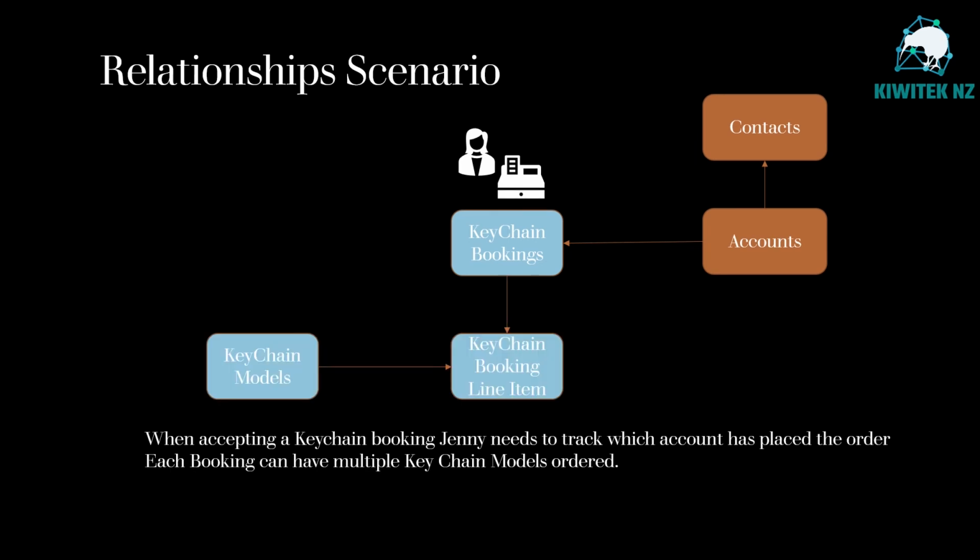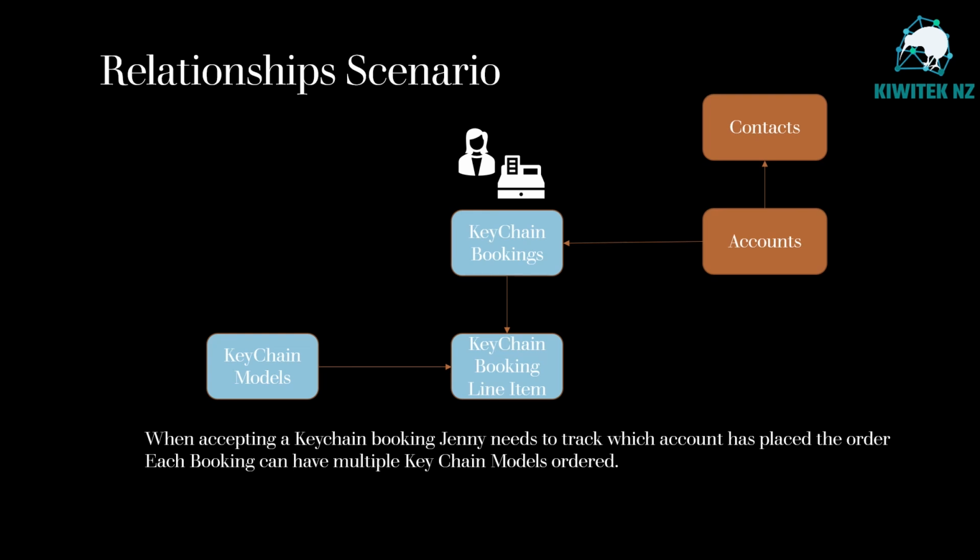In the next scenario, when accepting a keychain booking, Jenny needs to track which account has placed the order, and each booking can have multiple keychain models that are ordered. So here we are looking at a scenario where you not only have a keychain booking, but you also have a keychain booking line item, because each order can have multiple line items and each of those line items can refer to a particular keychain model.